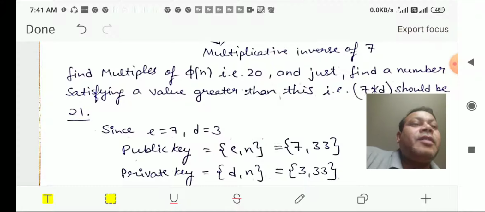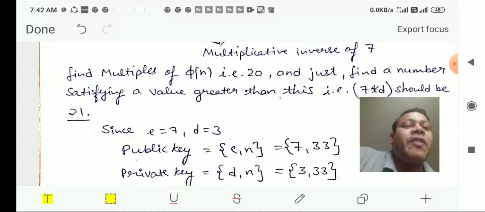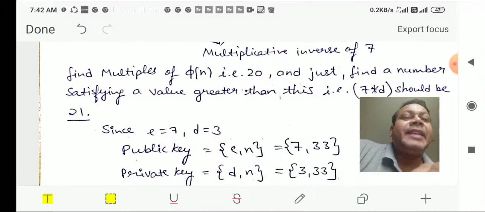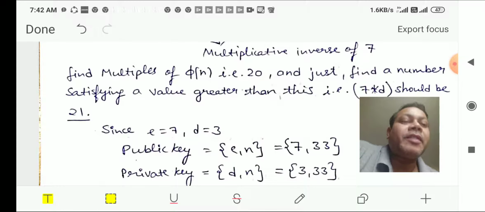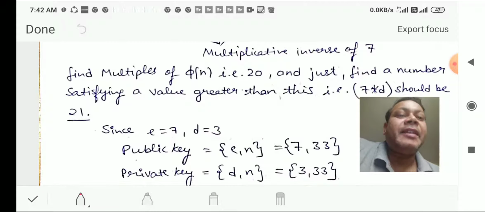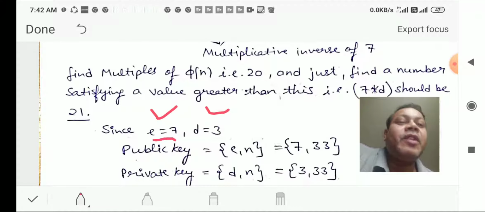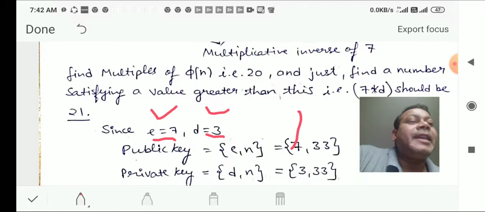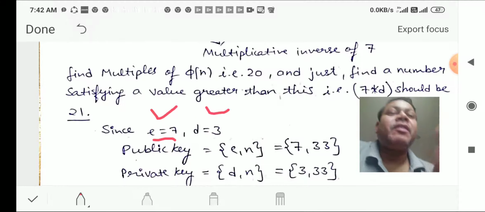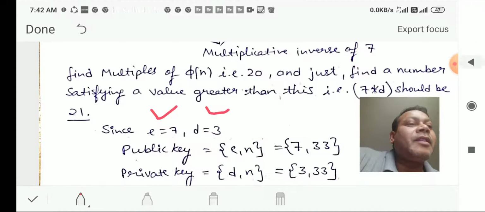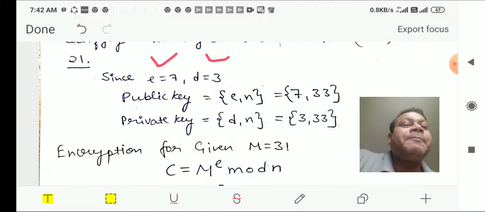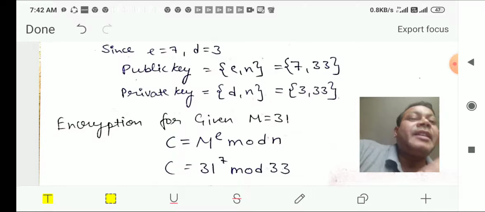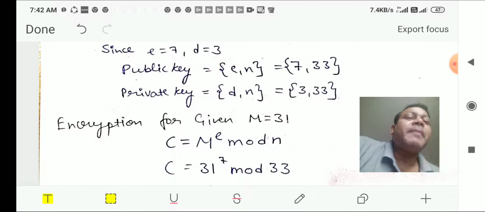Now since we got this E and this D, E is your public key, D is your private key. We got these two values using the formula. So now we have all the keys with us, that is private key and public key. The public key is E and N. These two are the public key.